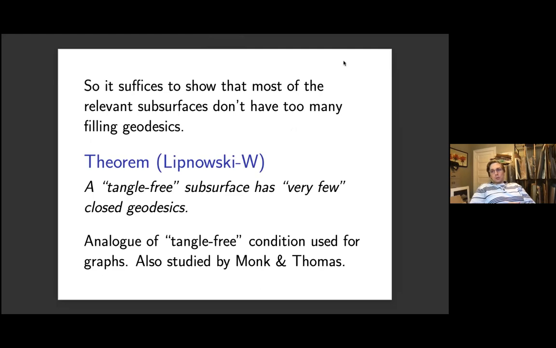And so the key new input we need is a bound on the number of geodesics per subsurface. And we don't have to do this for every subsurface, only the subsurfaces that typically appear. So we do it for what you might call tangle-free subsurfaces. And we prove a result that you might paraphrase by saying a tangle-free subsurface has very few closed geodesics. And I'll tell you what tangle-free means on the next slide. The key point, though, is it's an analog of a definition used for graphs.